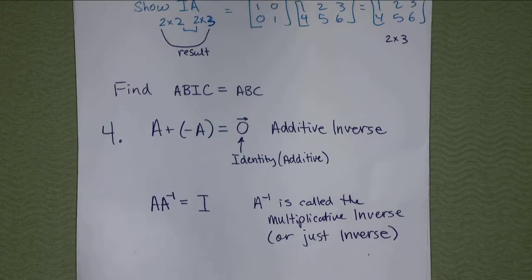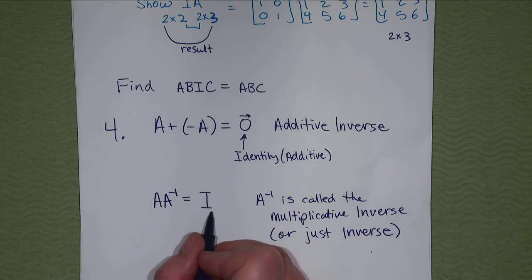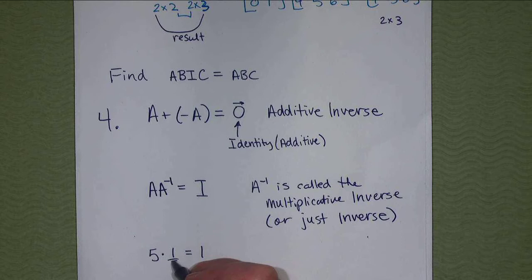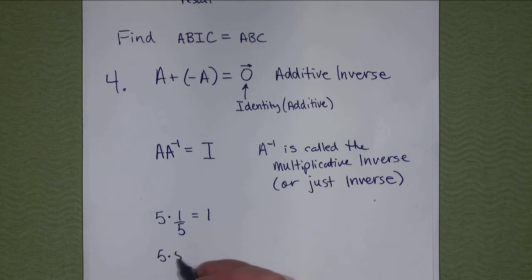So that is the matrix that you multiply to get 1. So in real numbers, what would that look like? If I had 5, what would you multiply by 5 to get 1? 1 over 5. So that would be your multiplicative inverse in real numbers, or couldn't we say 5 to the minus 1? Right.